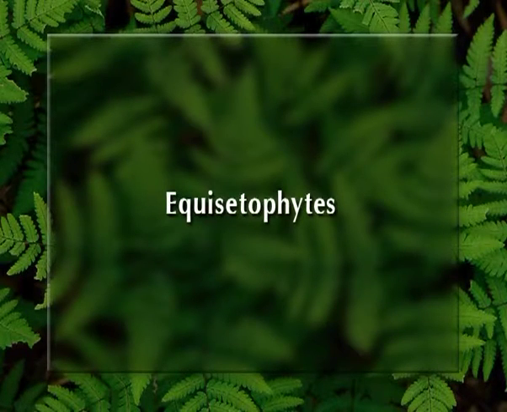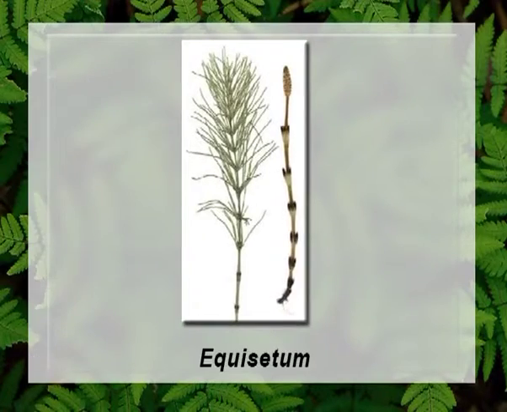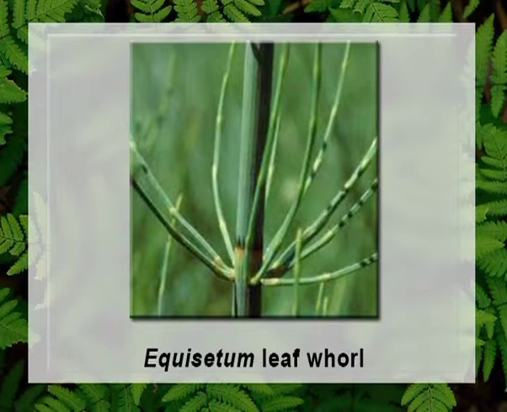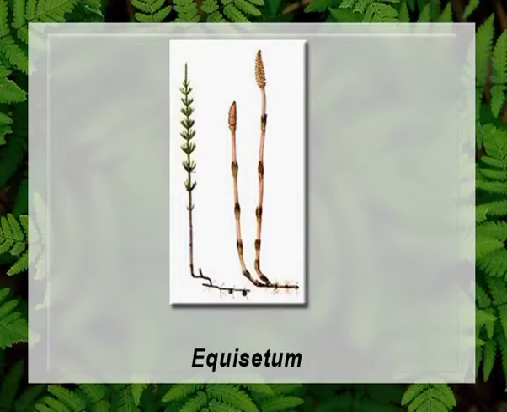Now the fifth group, Equisetophytes. The Equisetophytes, also called Sphenophytes, contain several genera of extinct plants and at present are represented by a single living genus, Equisetum, with about 15 species. These are homosporous herbs without secondary growth. The leaves here are small, megaphyllous, with a single trace of vascular tissue. Today, the only living Equisetophytes are the species of Equisetum, commonly called horsetails.